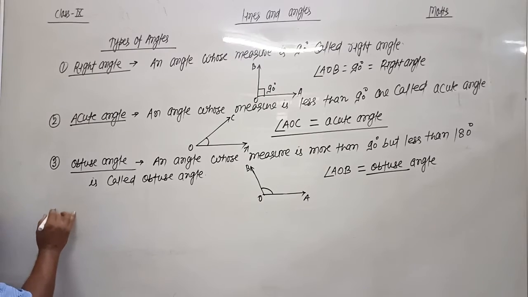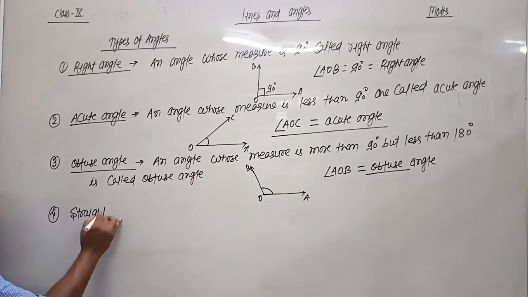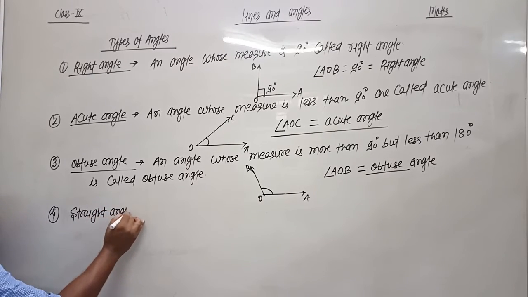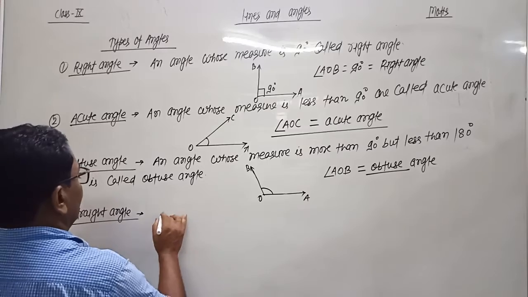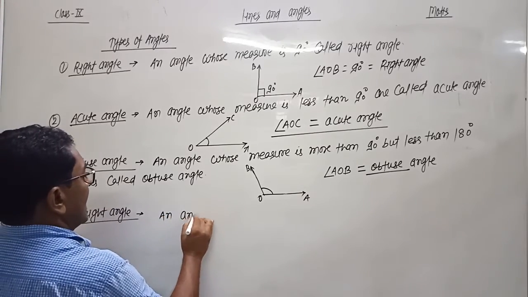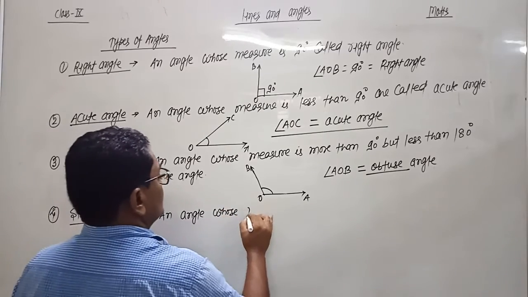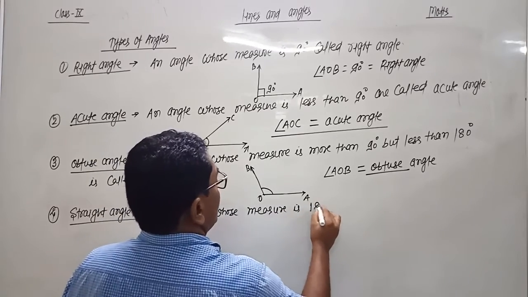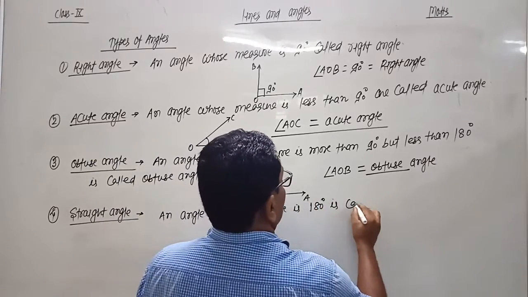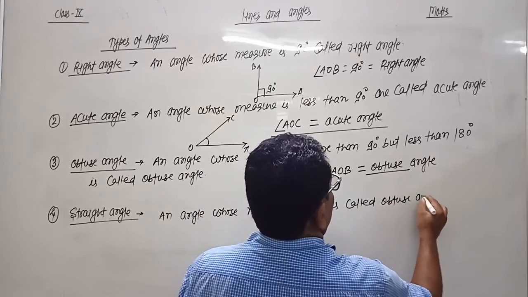Then the fourth type is the straight angle. An angle whose measure is 180 degrees is called a straight angle.